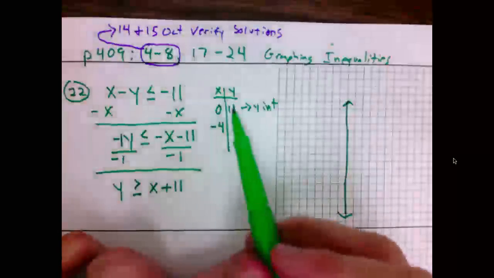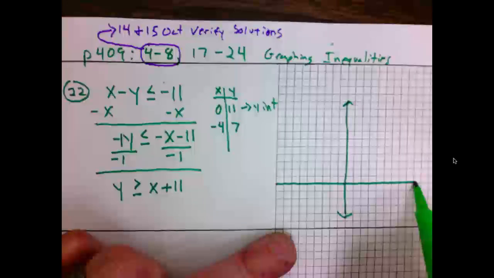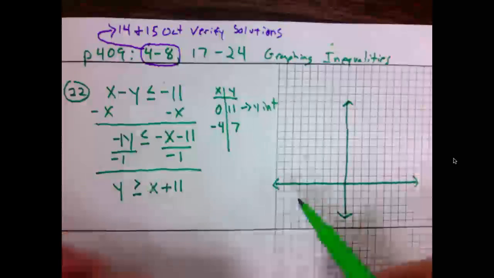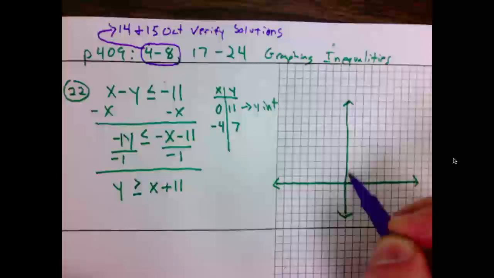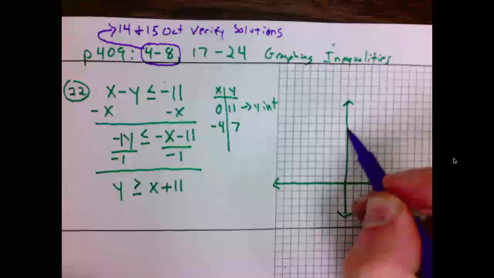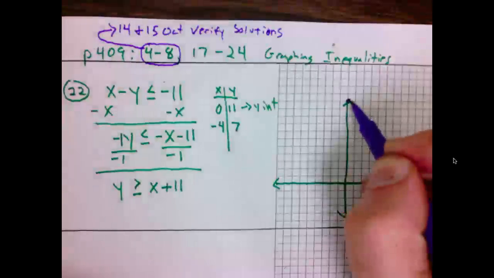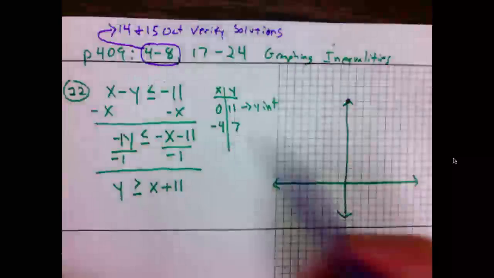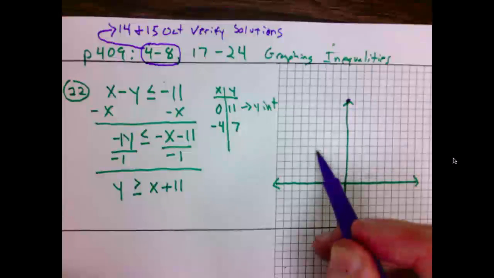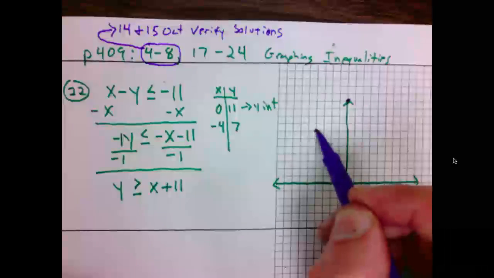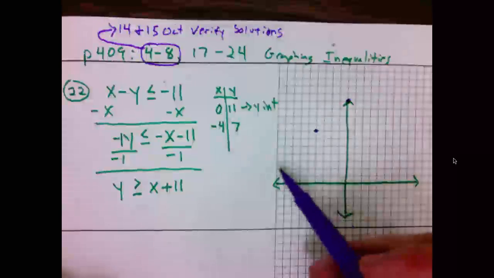Since I have relatively higher values for y, I'm going to move my x-axis down a little bit. Might aid in my graphing. Alright, 0, 11, that's my y-intercept. 1, 2, 3, 4, 5, 6, 7, 8, 9, 10, 11. That's the point 0, 11. Negative 4, 7: negative 1, 2, 3, 4, then 1, 2, 3, 4, 5, 6, 7. These 2 points are those. Now I need to connect these two.